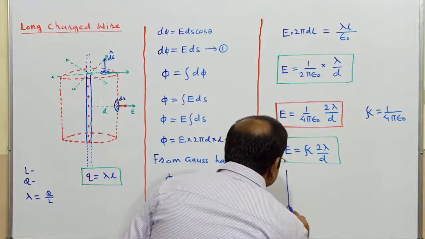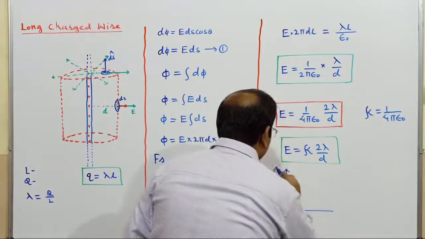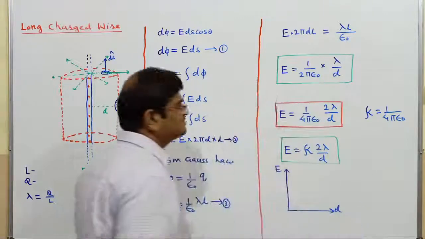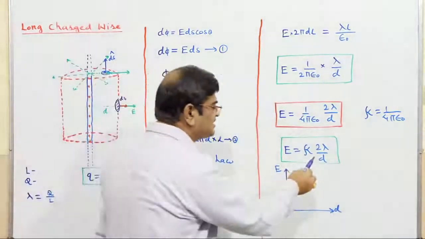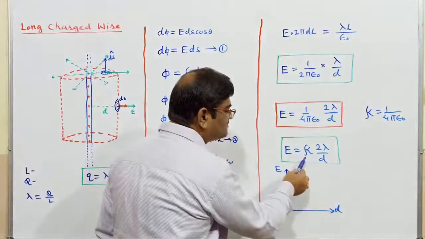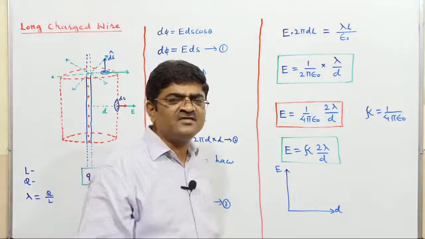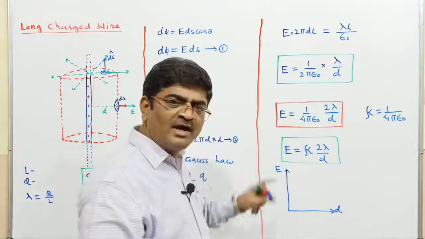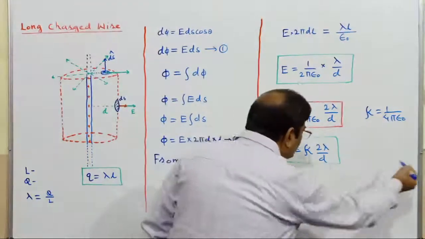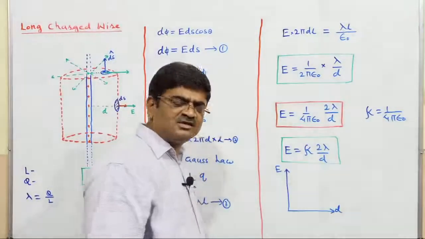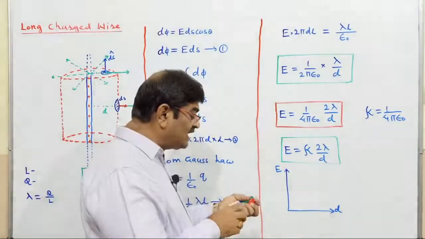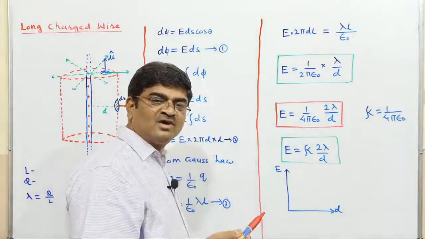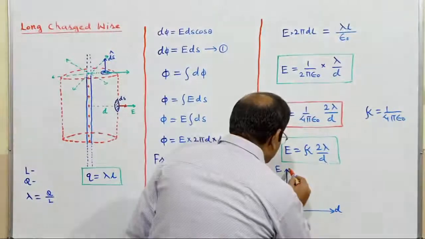Say I take intensity on the y-axis, distance on the x-axis, and you can very clearly see, smaller the distance, greater is the field. Long wire you have got, and if you go on moving away, electric intensity goes on decreasing. So I would like to visualize that in the form of a graph here. I can draw that like this.